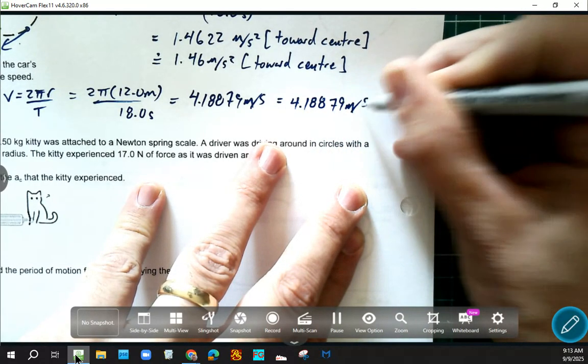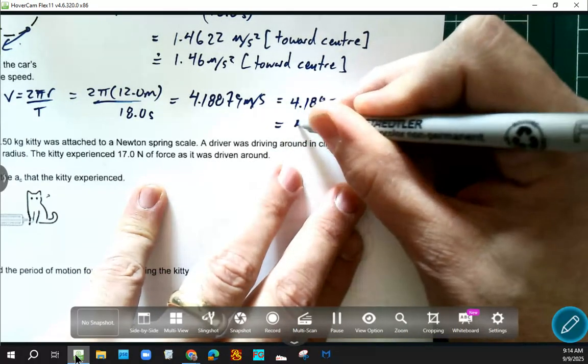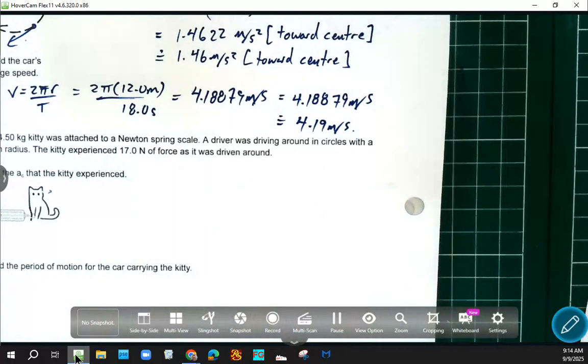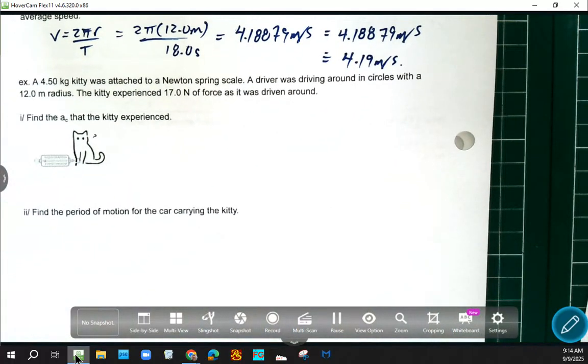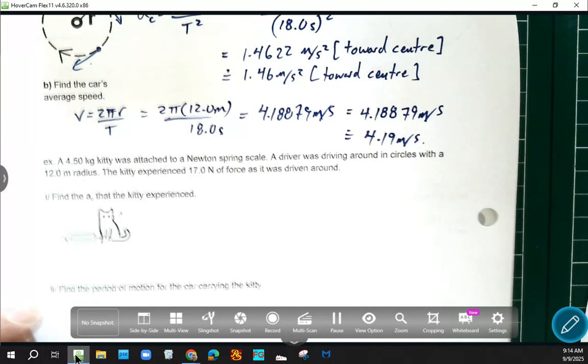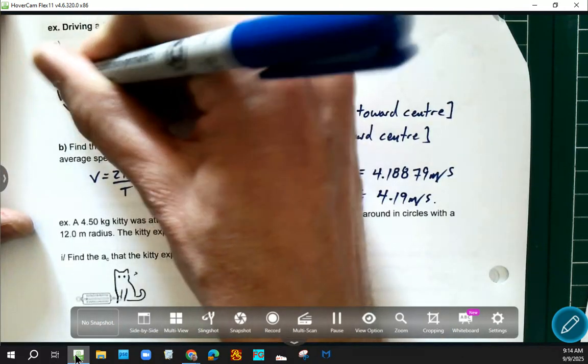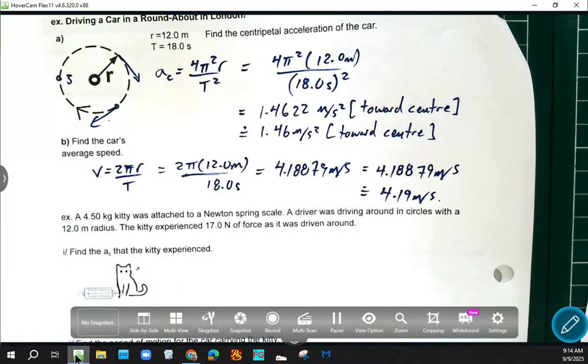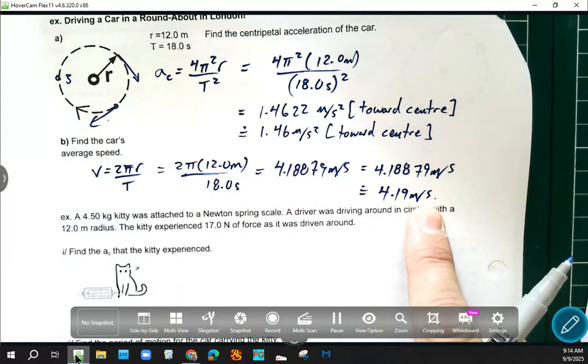4.18879 meters per second. All right, 3 sig figs, 4.19 meters per second. And then people say, well, what direction? Oh, what a pickle. I'm not even going to write the direction because it changes continuously. Now, if I wanted to know what direction it was going when it was at position, I don't know, let's call it this guy position 3, then I could say, oh, north, right? But in the absence of that, I'm just going to leave the direction blank, okay?